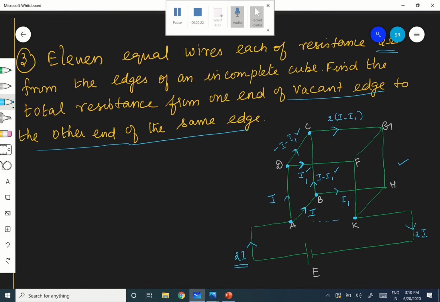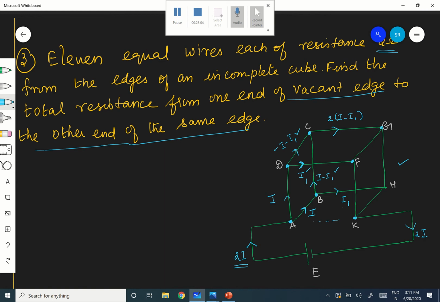See, now what should be? See here, 2 into I minus I1 is coming now. Okay. Therefore, here what is along DF? Along DF only I1 is coming. Correct? Therefore, at F, I1 is entering. And at G, 2 into I minus I1 is entering. Okay. Therefore, definitely, now it has two branches. What is that? GF and GH.